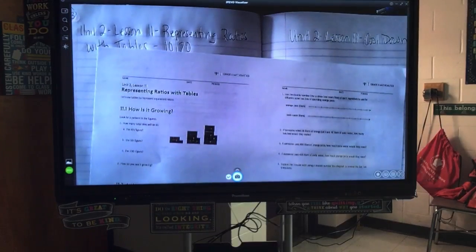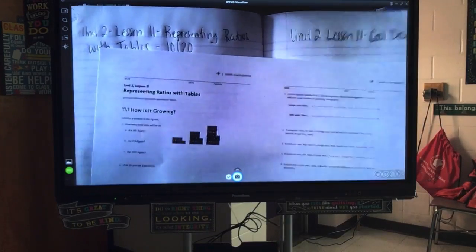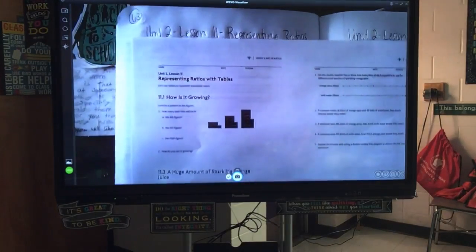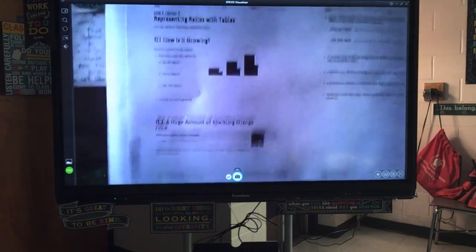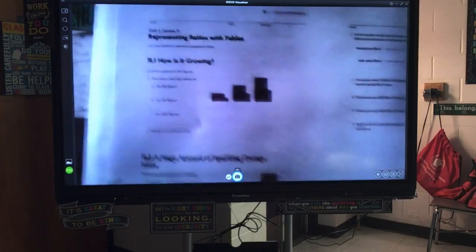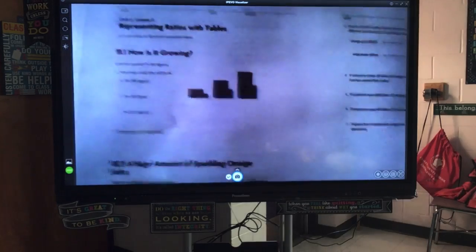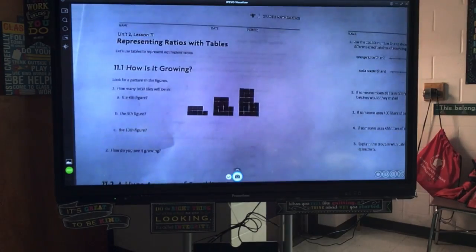So we're going to be working some more with ratio tables. That's gonna be apparently a big thing on the check-in that you guys are gonna be taking next week. So we wanna make sure that you guys have a good, complete understanding of ratio tables.